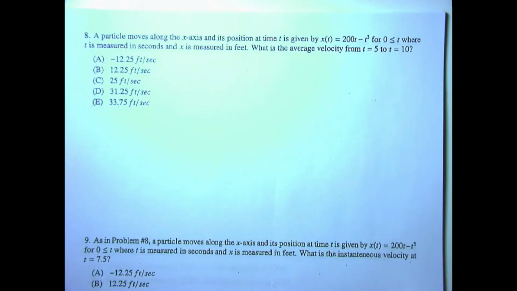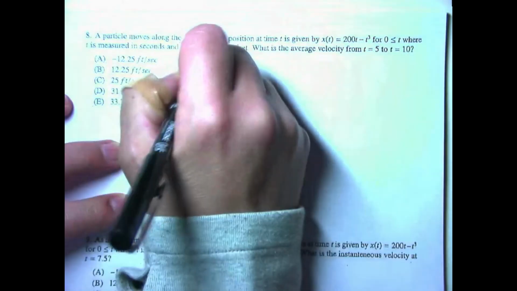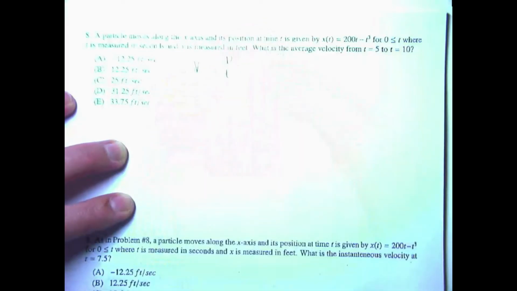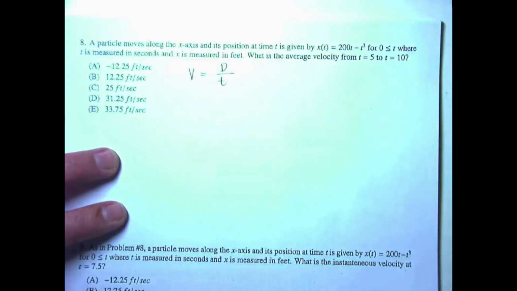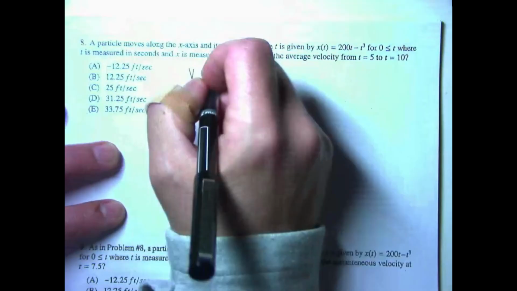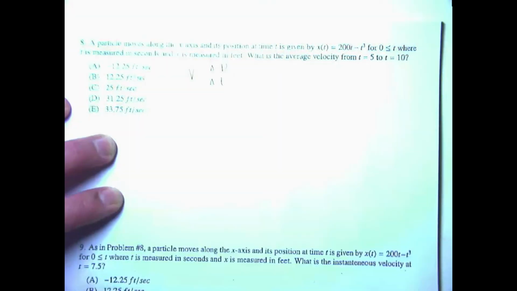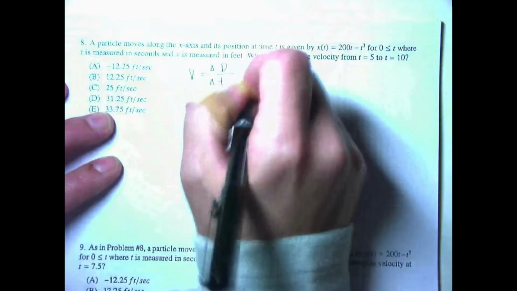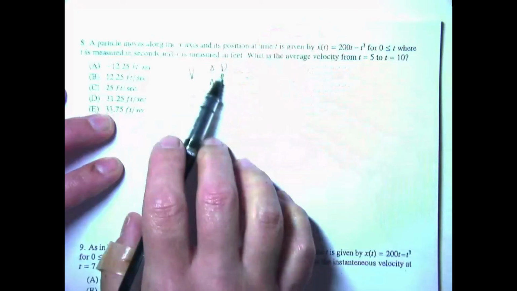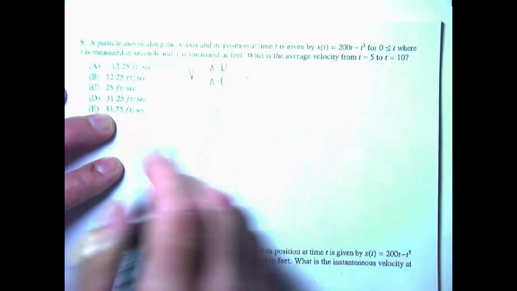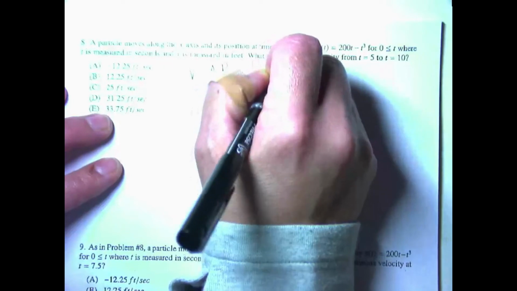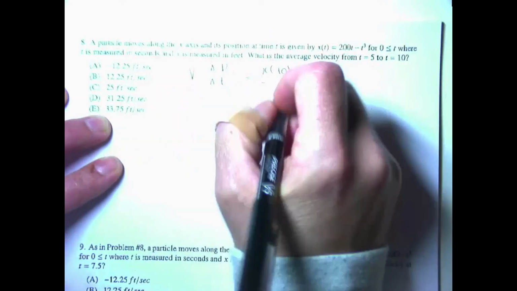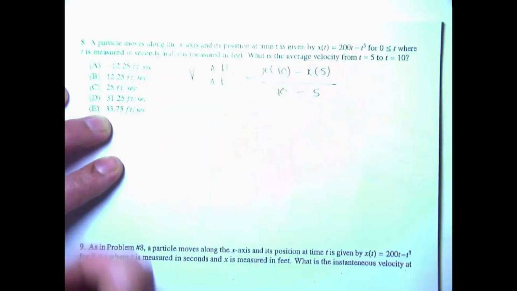All right, so we know that velocity is equal to distance over time. In this case, because we're looking for the average velocity, it'll be the change in distance over the change in time, or the change in position over the change in time. So I can go ahead and calculate the change in position from 5 to 10 seconds by calculating x of 10 minus x of 5, divided by 10 minus 5.